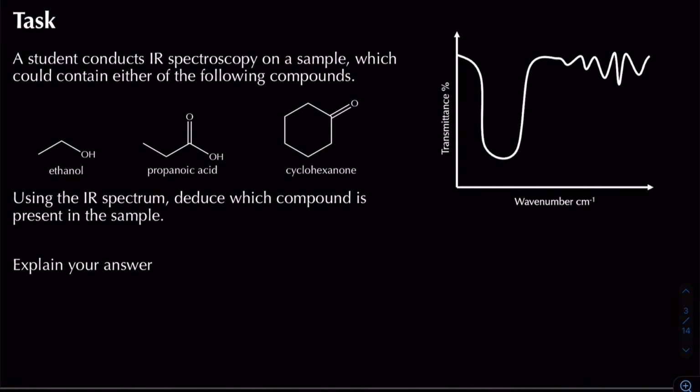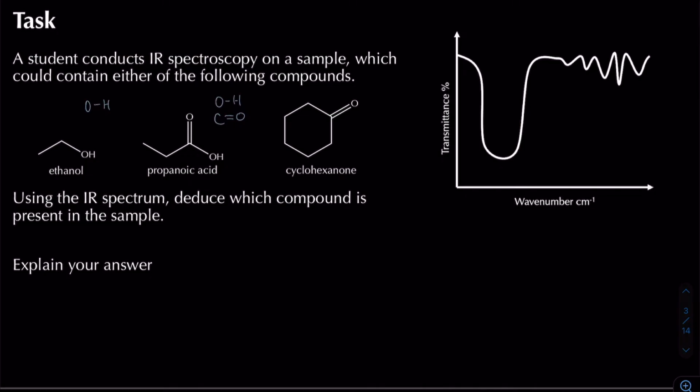So moving on, I've got an example for you to actually try. Feel free to pause the video and have a go. A student conducts IR spectroscopy on a sample which could contain either of the following compounds. Ethanol, we know that's got a characteristic OH bond over here because it's an alcohol. Propanoic acid is going to have an OH bond, but it's going to have a different absorption because it's a carboxylic acid. And then we've also got a carbon-oxygen double bond there.